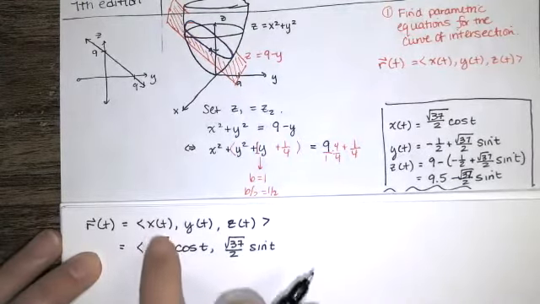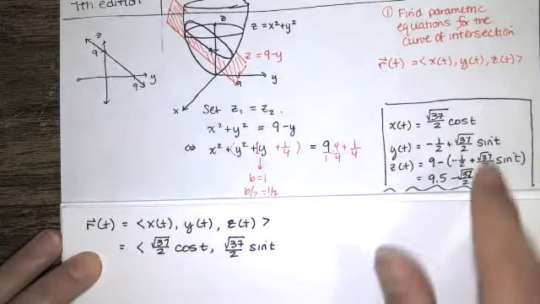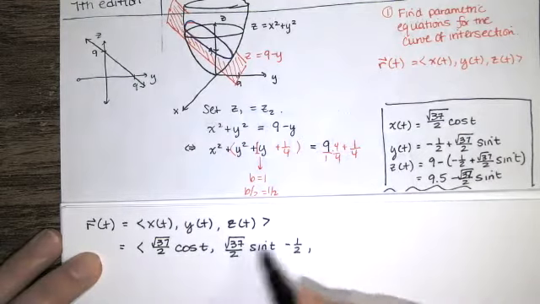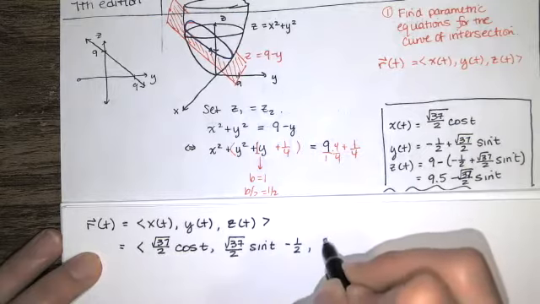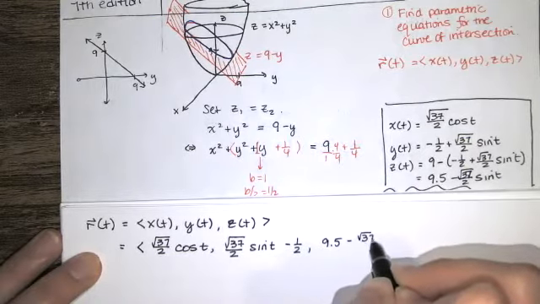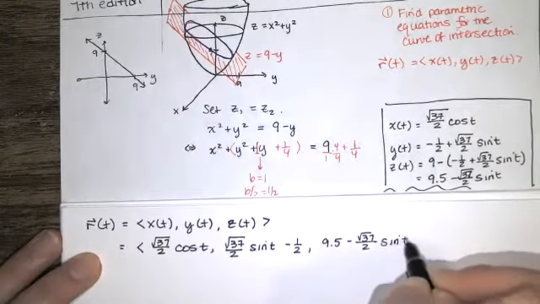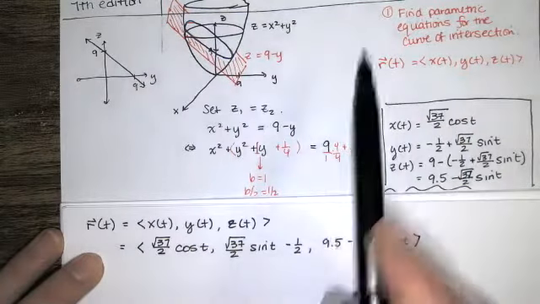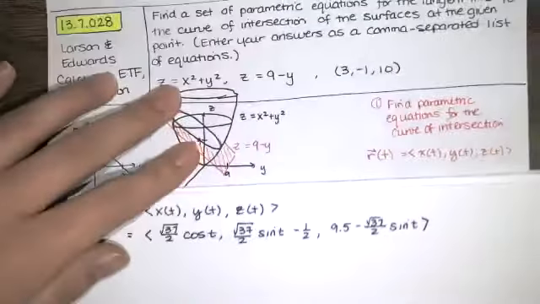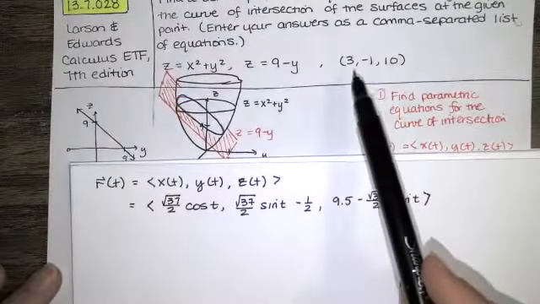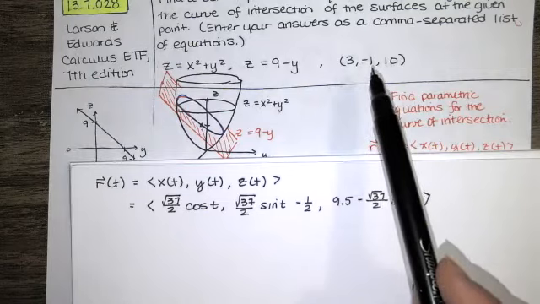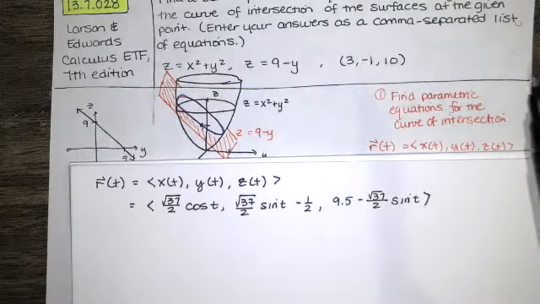So x was r times cosine of t, y was r times sine of t minus 1/2, and z was 9 minus y. When we subtract this from 9 and simplify, we get this. And this is going to work for all real numbers t. We would just go around and around the circle. And the question is, what is one value of t that would land us at this location? X equals 3, y equals -1, and z equals 10.